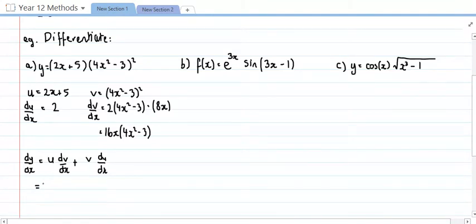So the u is 2x plus 5, dv dx is that mess, 16x out the front of 4x squared minus 3, then plus v, which is 4x squared minus 3 squared, multiplied by du dx, which is just 2.